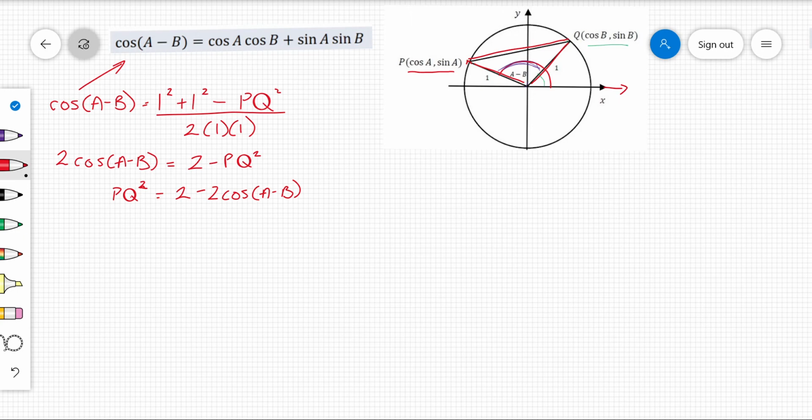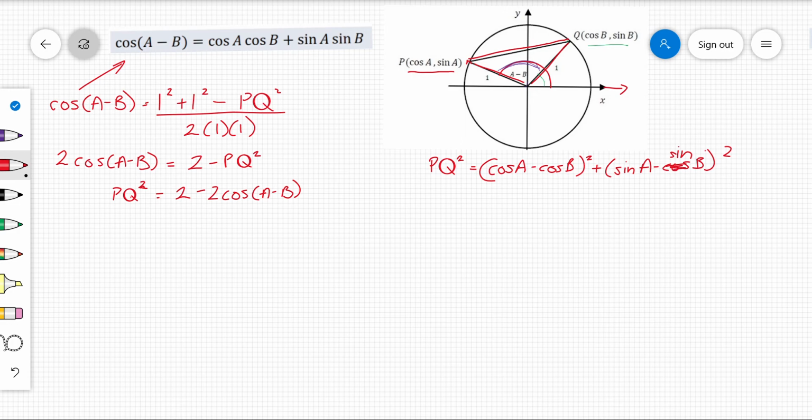The other thing I can do is just find the distance between 2 points using Pythagoras. So we've got PQ squared is, and I've squared it so I don't need the square root. So the difference in the x's is what I need. So I've got the x's are cos A minus cos B, so the difference in the x's all squared, plus the difference in the y's all squared. Oops, that should be a sine.